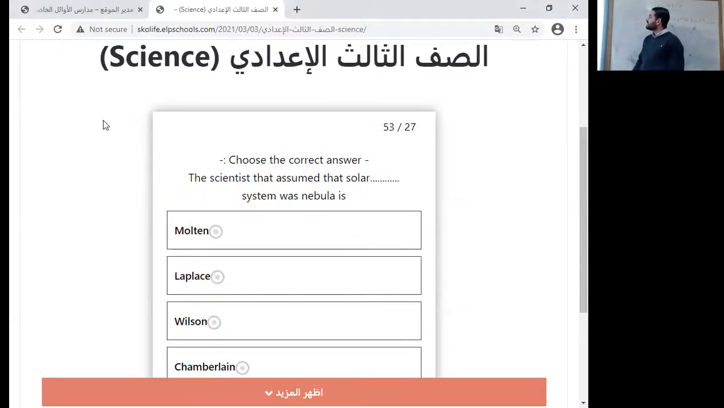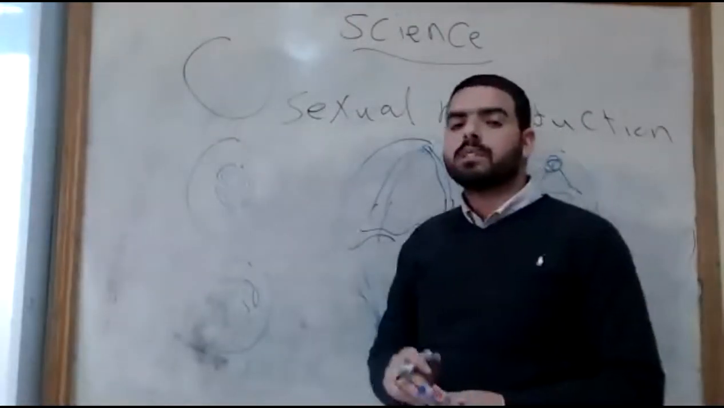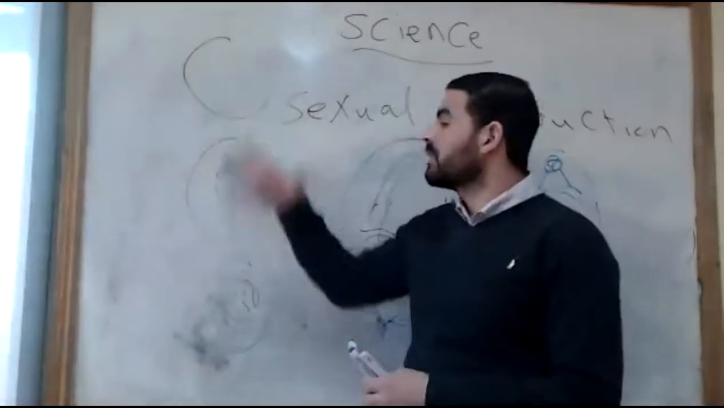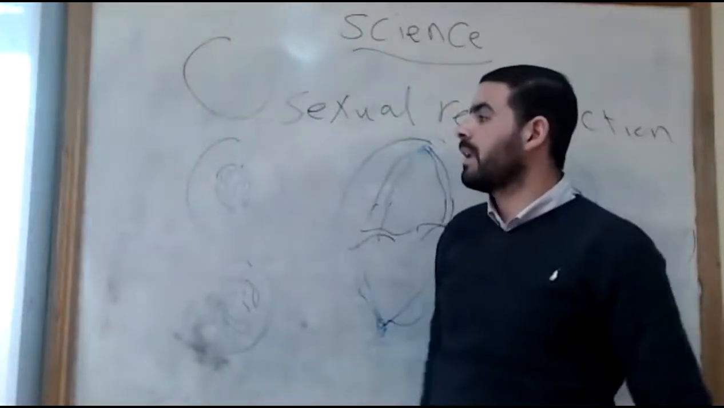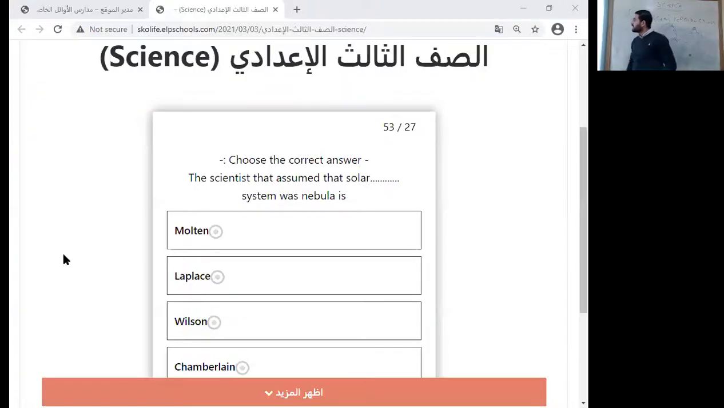The scientist who assumed that the solar system was a nebula is Laplace, who assumed that the solar system originated from a hot cloud that had a high temperature, and it exploded, forming the solar system, which consists of the sun and 8 planets. So the answer is Laplace, the second one.